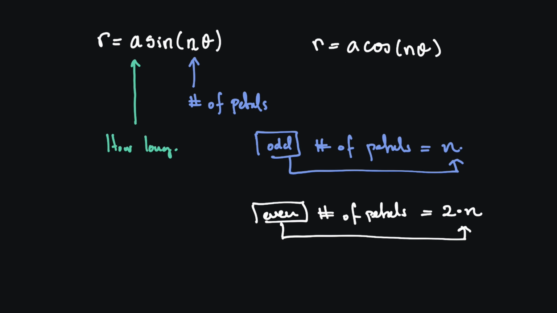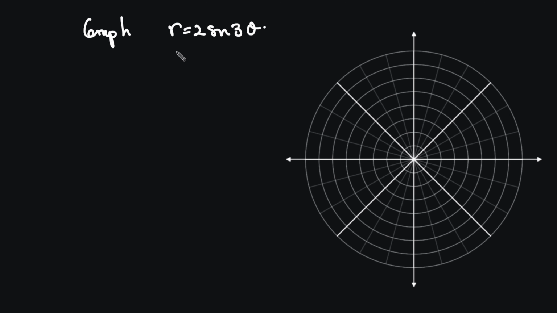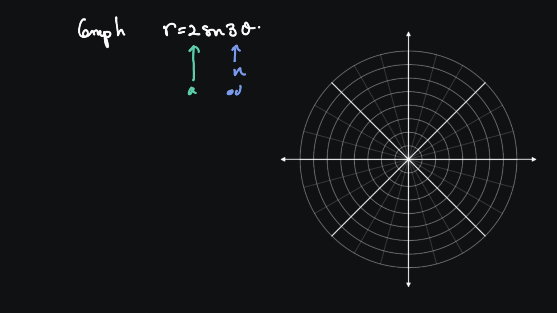We're going to grab more information out of this, so let's try an example. Let's take this equation: r equals 2 times sine of 3 theta. We know that this 2 is going to tell us how far each leaf is going to stretch out. This 3 is going to give us information about the number of leaves. Since it's odd, we know the number of petals is going to be equal to 3.